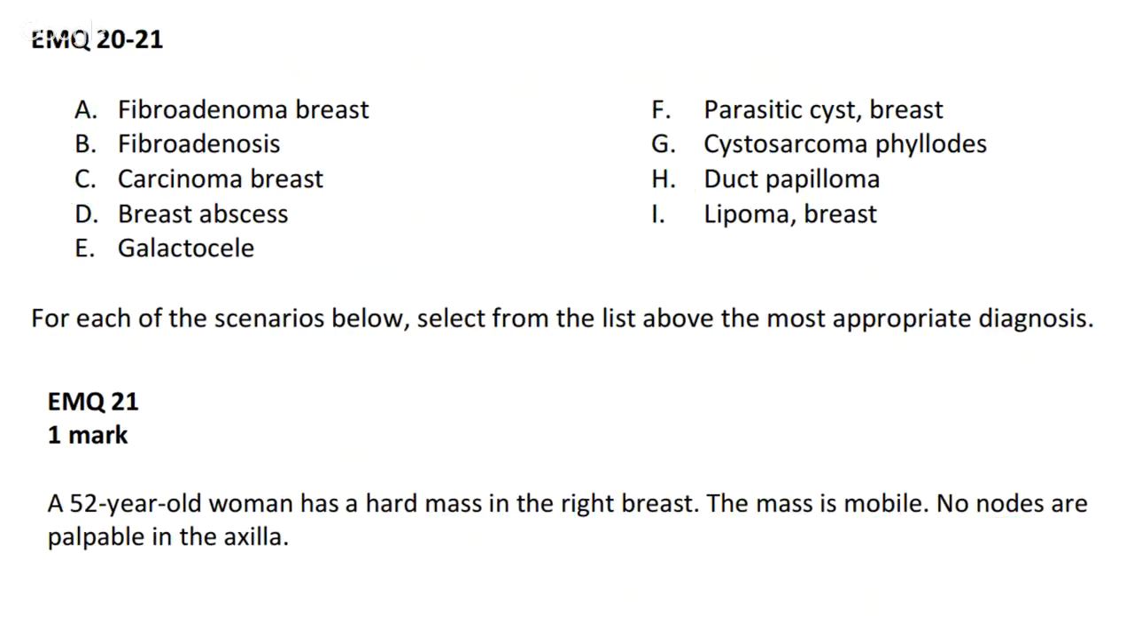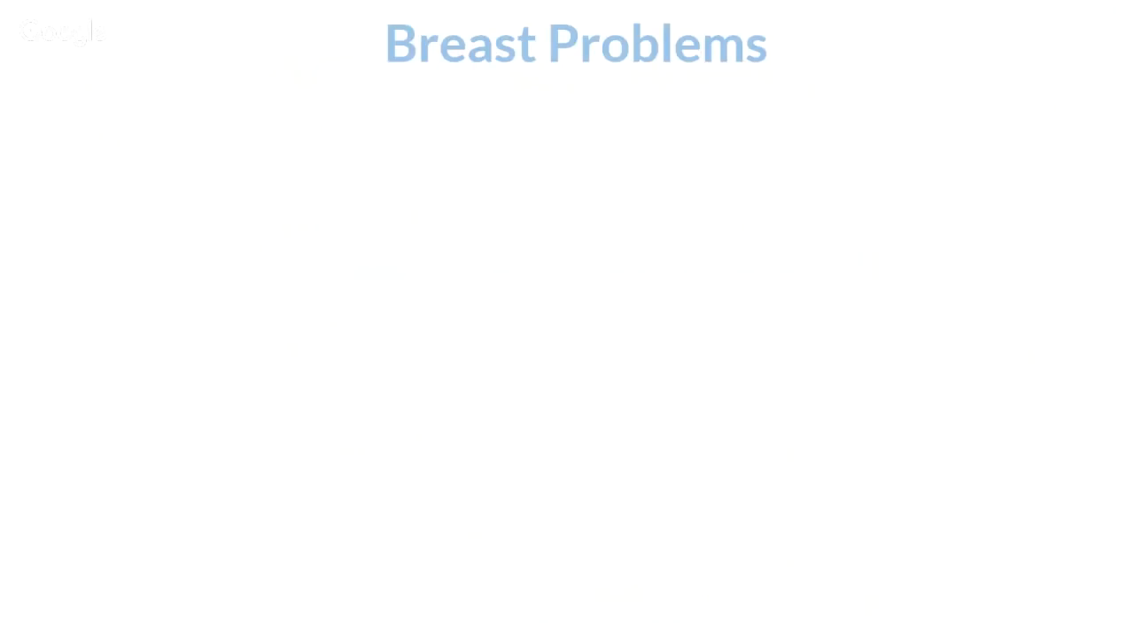So it's that. Okay. So an older woman, she has a hard mass, it's mobile, and there's no nodes palpable. What does this woman have? The most appropriate diagnosis? So it's a cancer until proven otherwise. Okay. All right. So talking about breast problems.